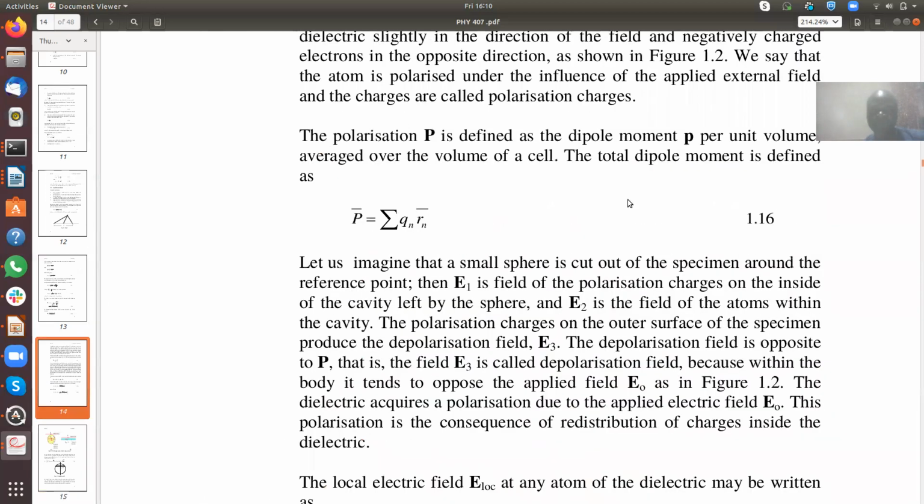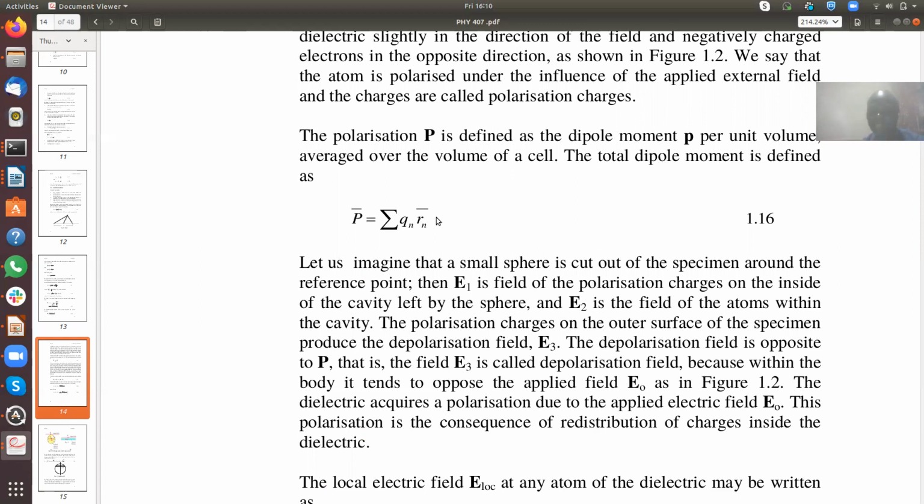So the polarization P is defined as the dipole moment per unit volume averaged over the volume of a cell. The total dipole moment is defined by this. P is equal to this: Q n, that is the total number of charges, times r, the distance. So let us imagine that a small sphere is cut out of the specimen around the reference point. Then E1 is the field of the polarization charges on the inside of the cavity left by the sphere, and E2 is the field of the atoms within the cavity. So E1 will be outside the cavity, and E2 will be within the cavity.